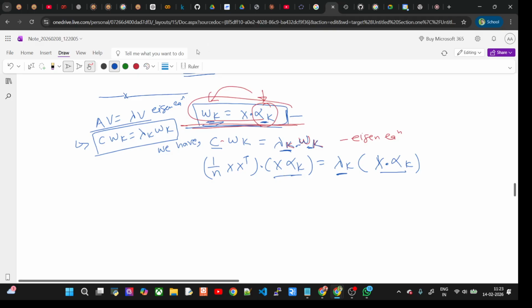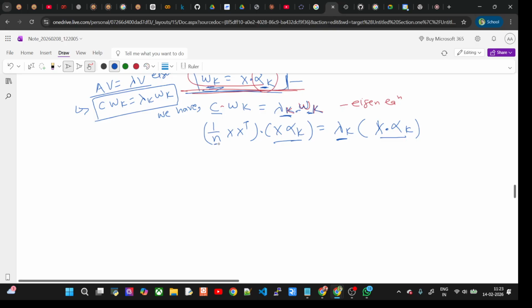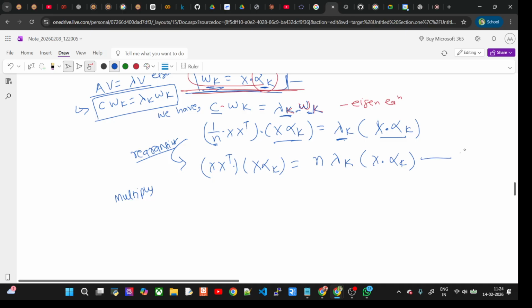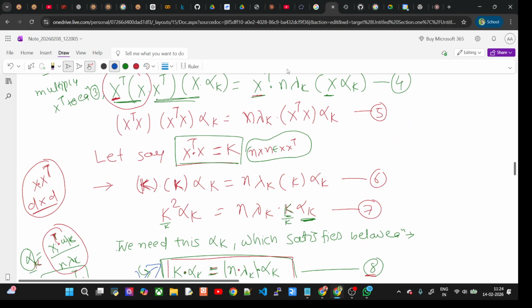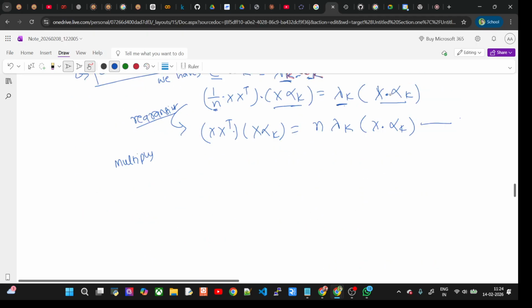I'm just rearranging it. Consider this mathematics and put here x into x transpose, x into alpha k equal to n lambda k, x into alpha k. This is just a rearrangement of the equation. Then you say okay, that's fine. Can I simply multiply here? This is an extra step. This is some equation number; this is equation number 5.